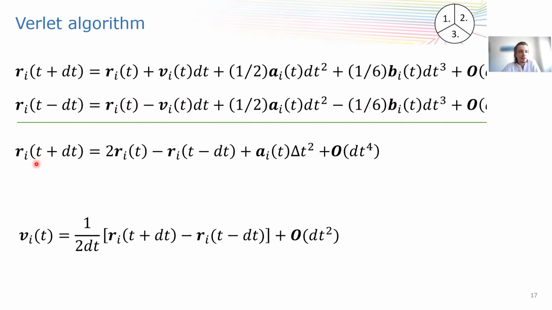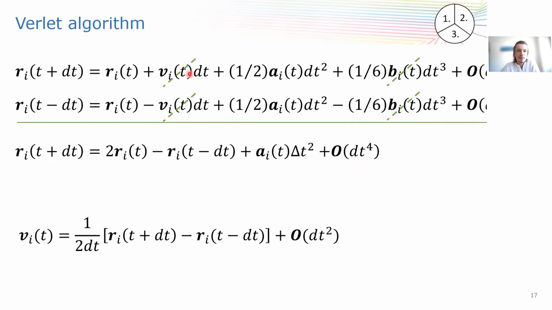We will see that we described the next position, t plus delta t, by the current position, r at time t, the previous one, and the acceleration. And we are making an error of the power of 4. Oh, I forgot to show it. So these velocities will go out and these cubic terms will go out as well. As we see, we lost the velocities performing this Verlet algorithm, but we can calculate them from this equation.